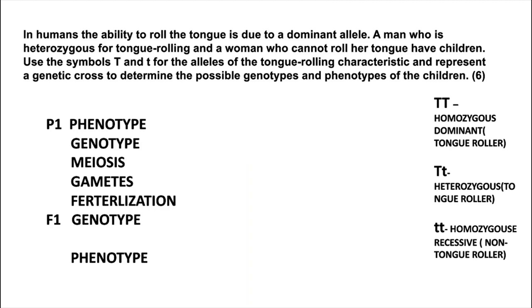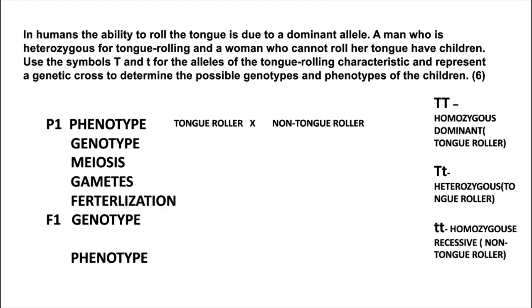For the phenotype of the parents, the first parent is heterozygous, right? But heterozygous means what? This person is a tongue roller. So you're just going to write tongue roller instead of heterozygous, right? And then you write a multiply sign. You're going to write non-tongue roller for this woman who cannot roll her tongue. And then you come to the genotypes.